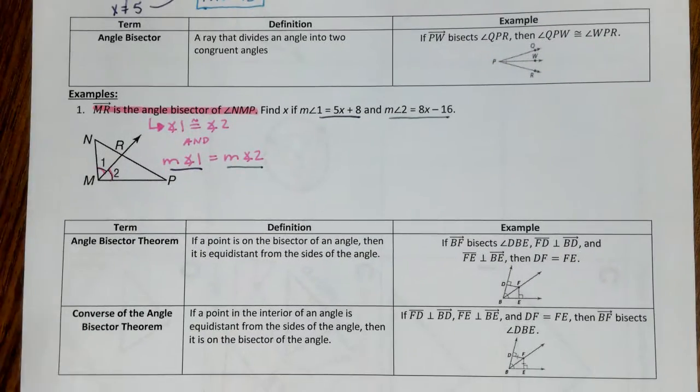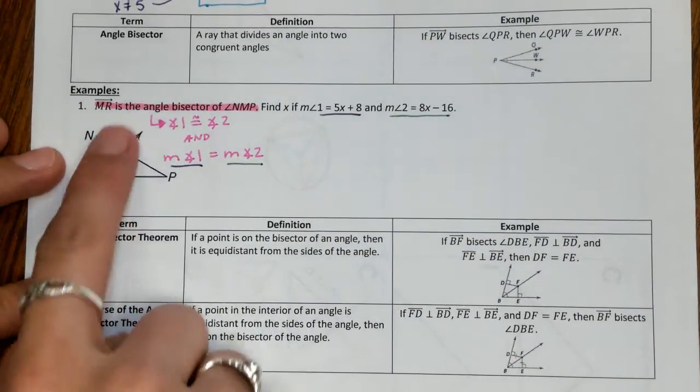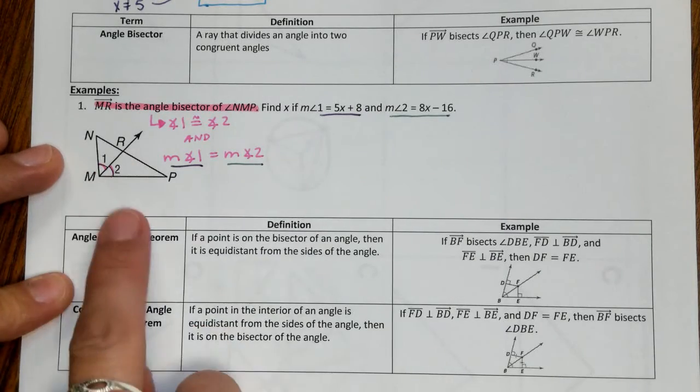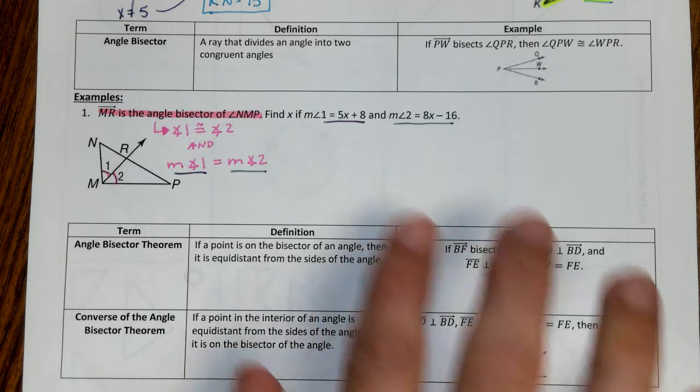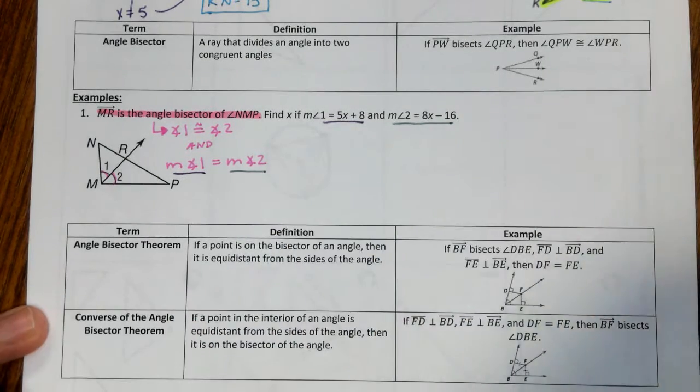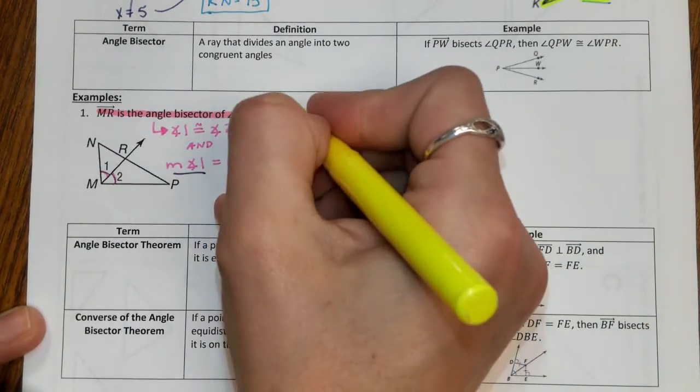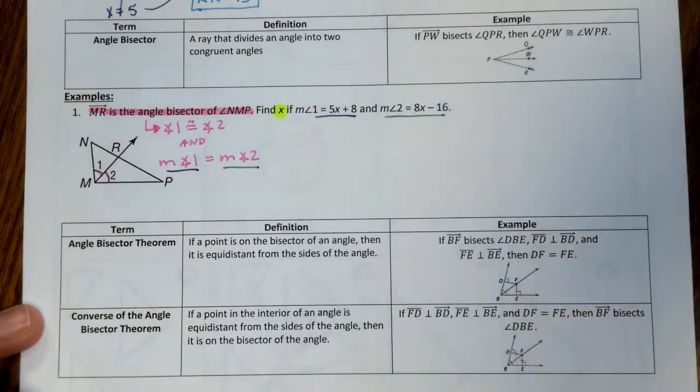Next in the notes, Ms. Biggs helped you guys set up to figure out what was going on here with our angle bisector, knowing that we have angle 1 and angle 2 are going to be congruent, therefore their measurements are equal. So all we do is we set these two equal to each other. And in this case, luckily, we are only looking for x, so once we solve, we're done.